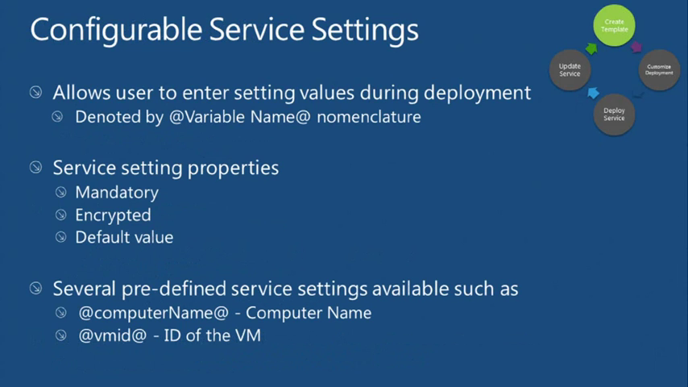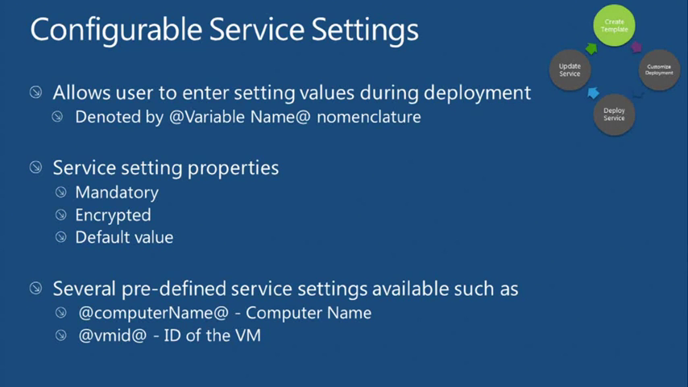The configurable service settings. I spoke briefly about these. These are areas in the model where you can put your own friendly variable names, and the way you create them is you use the @ symbol, give a friendly name, which can have spaces in it, and another @ symbol. That tells us you want us to prompt the end user at deployment time for the values of those settings. Those settings can be marked as mandatory or optional, they could also be marked as encrypted, and you can also give them a default value.